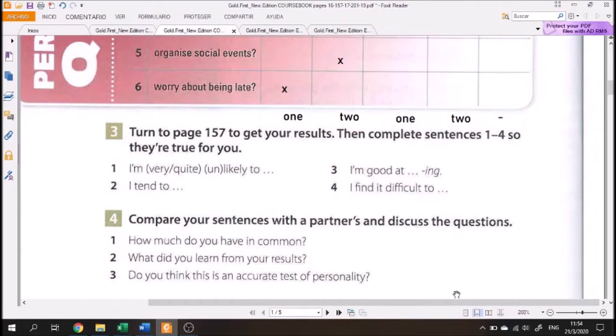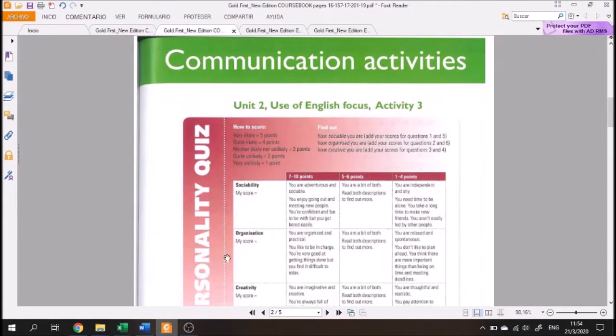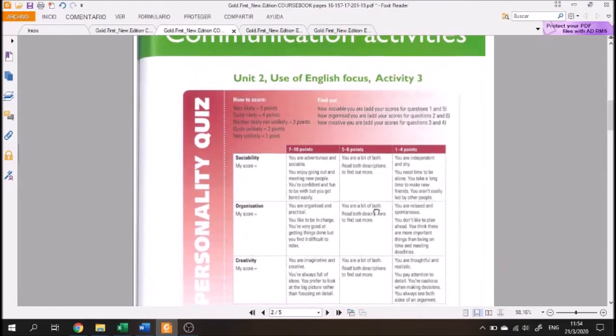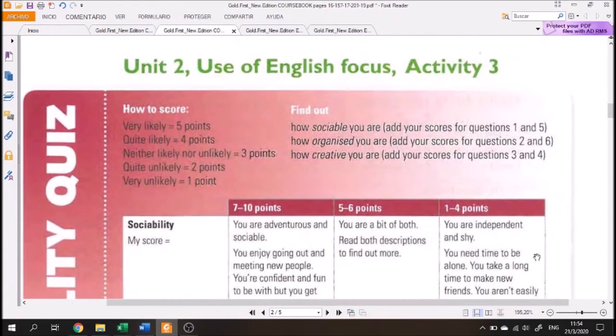Now, to check our results, we are going to open the same book on page 157. Course book page 157. If you have downloaded the PDF files that you have in the virtual classroom, then it's just the next page. Look, 157, just right there. And I am going to walk you through the analysis of your results.